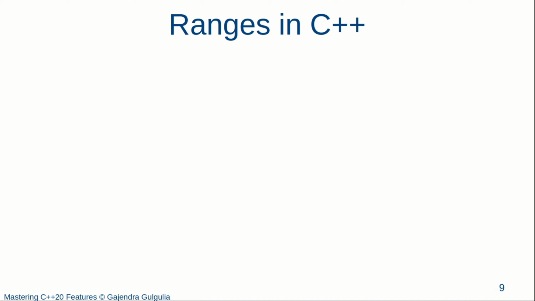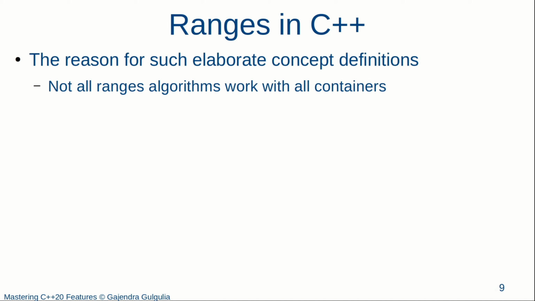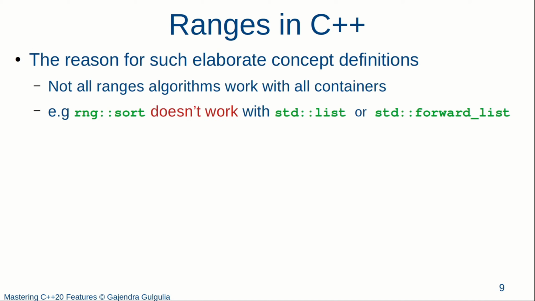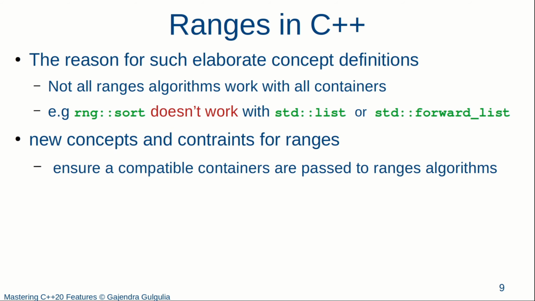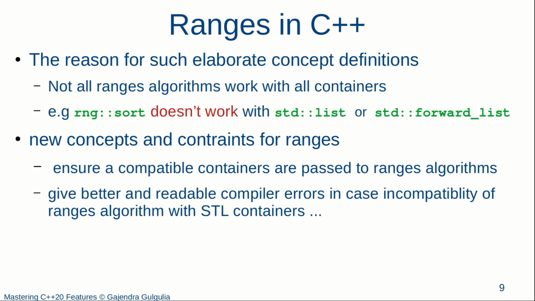The reason for having such an elaborate constraint definition is that not all the algorithms work with all existing STL containers. For example, the ranges::sort algorithm will not work with std::list and std::forward_list containers. And these new constraints are built into the ranges algorithm, which ensures that each ranges algorithm receives a compatible container as a parameter to operate on. And in case they are not compatible, these constraints give a somewhat readable compiler error that will help an application developer figure out the best ranges algorithm for a given data structure.